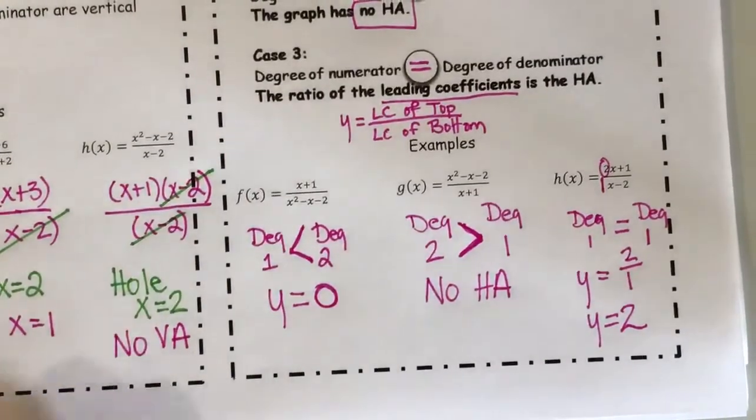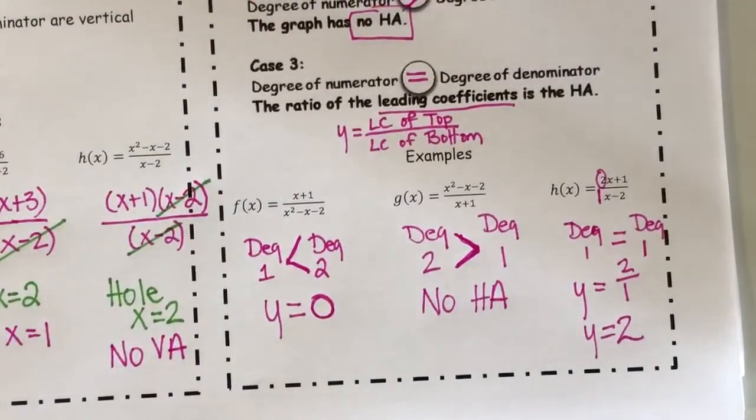Okay, so now you should know how to find your vertical asymptotes, your holes, and your horizontal asymptotes. So let's get to graphing.